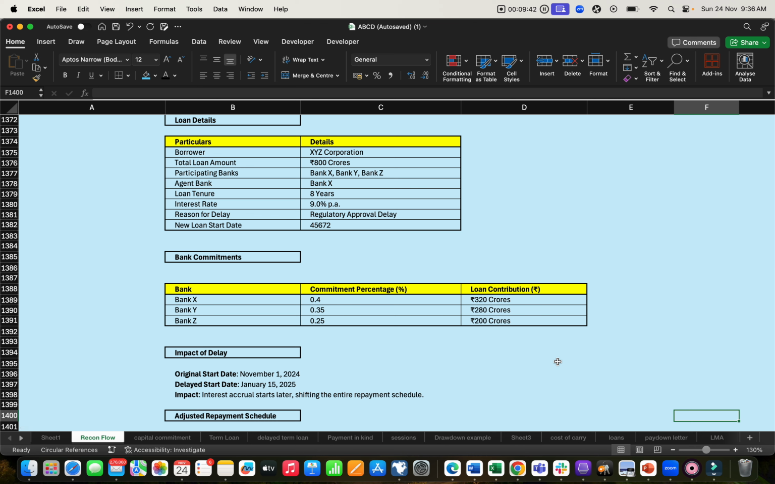So we'll start with the borrower. XYZ is a corporation. Total loan amount is 800 crore. Participant bank is XYZ, playing the role of agent bank. Loan tenure is 8 years, the interest rate is 9%. Reason for delay is regulatory approval delay. And what is the loan start from? I think it will be in date.